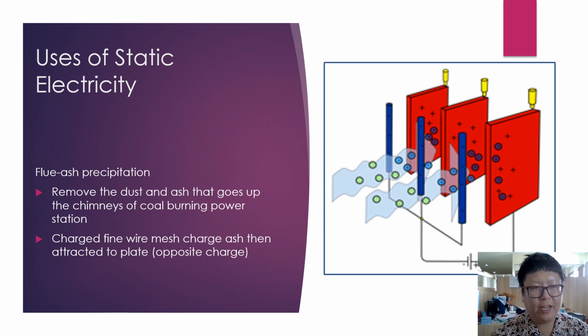There are a lot of advantages of static electricity. One example is that we use static electricity to filter the dust or ash from the burning of coal. How does it work? The smoke that contains the ash and dust goes out from the chimney and passes a wire or a mesh. This one is the wire, the mesh.